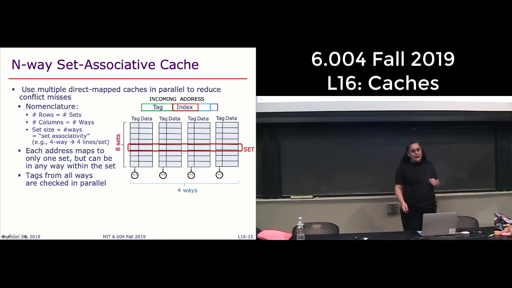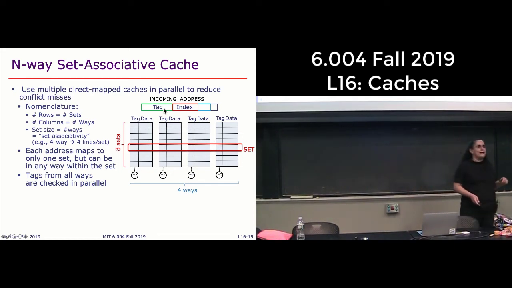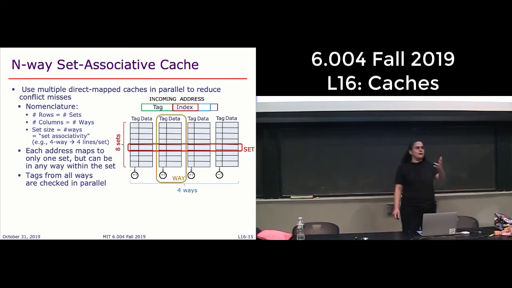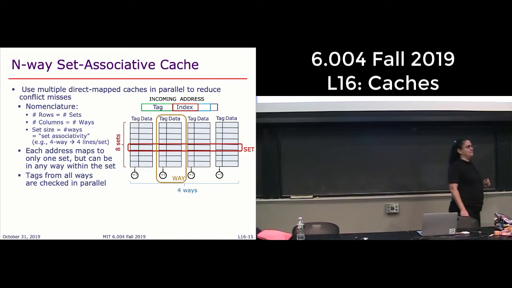And so now, when I do my comparison, I'm going to compare my tag to the tag of each one of these ways for that set to see if any of them match. And if any of them match, then I'm going to return the data from that way that matched. Okay?